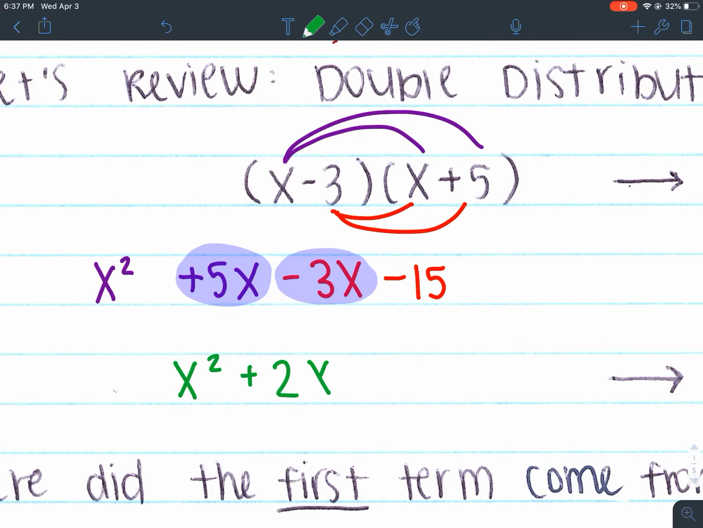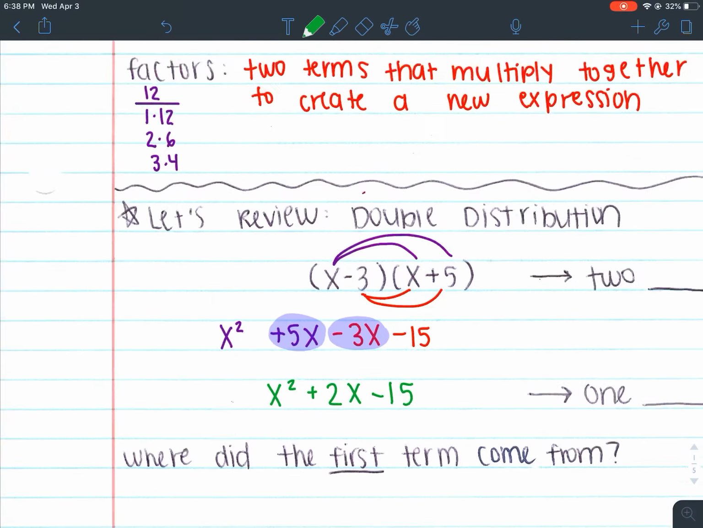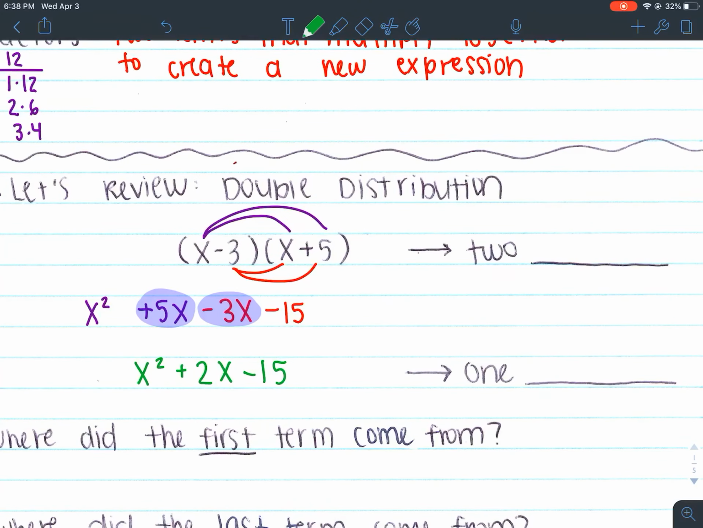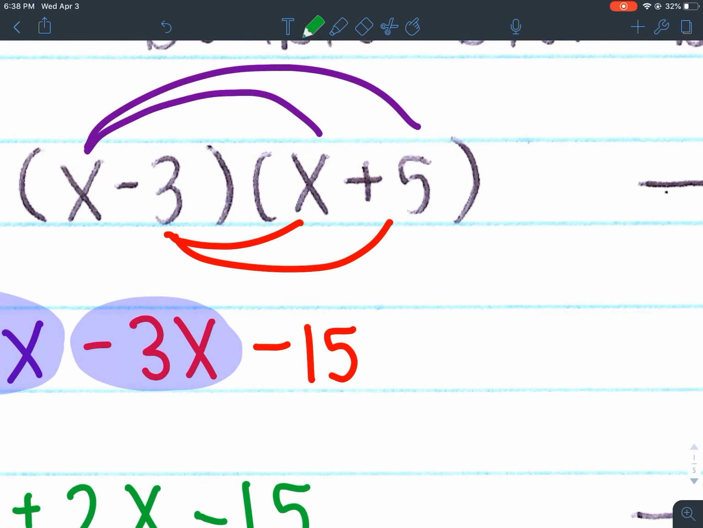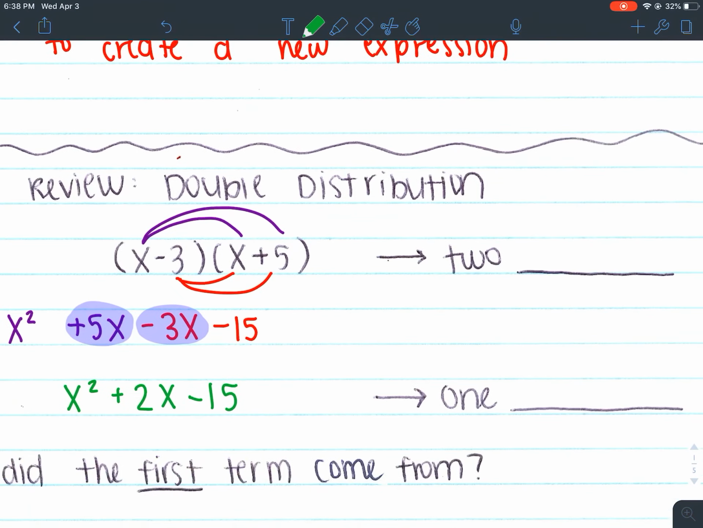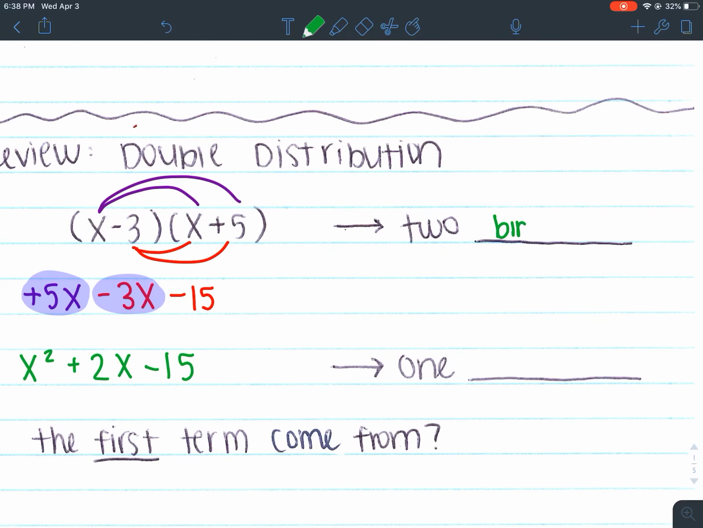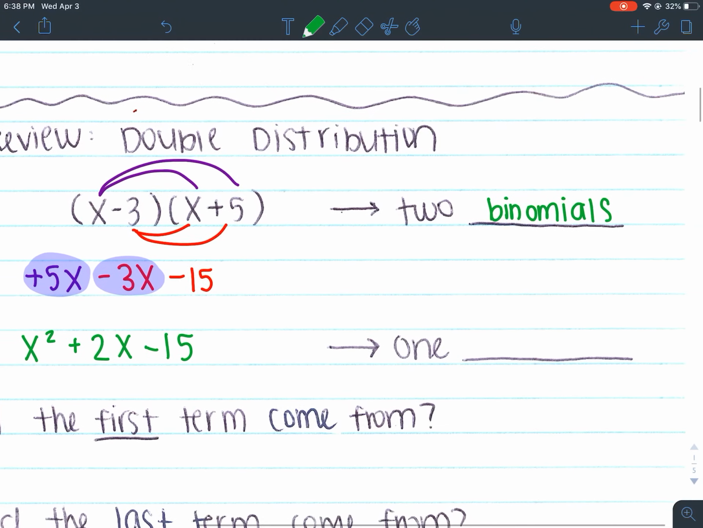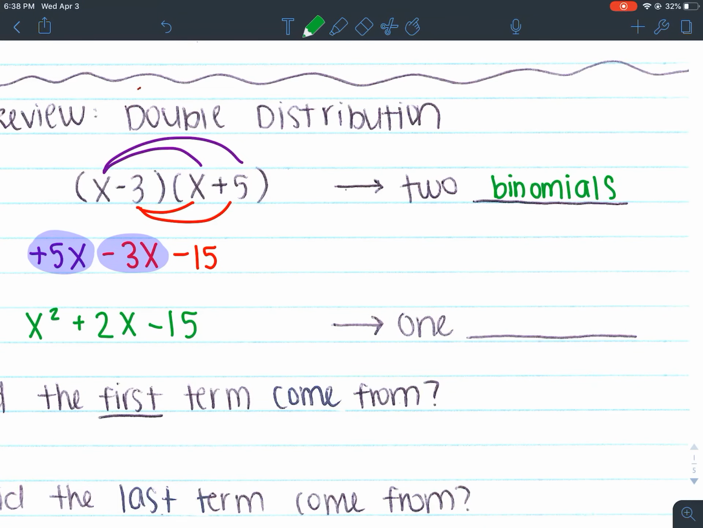x squared plus 2x minus 15. I'm so sorry, my dog is barking in the background. All right, so let's look at what we had in the parentheses. How many things are in each of those parentheses? There are 2 terms in each parentheses, so I started off with 2 binomials. After I double distributed and simplified in that green form, I have 3 terms, which is 1 trinomial.